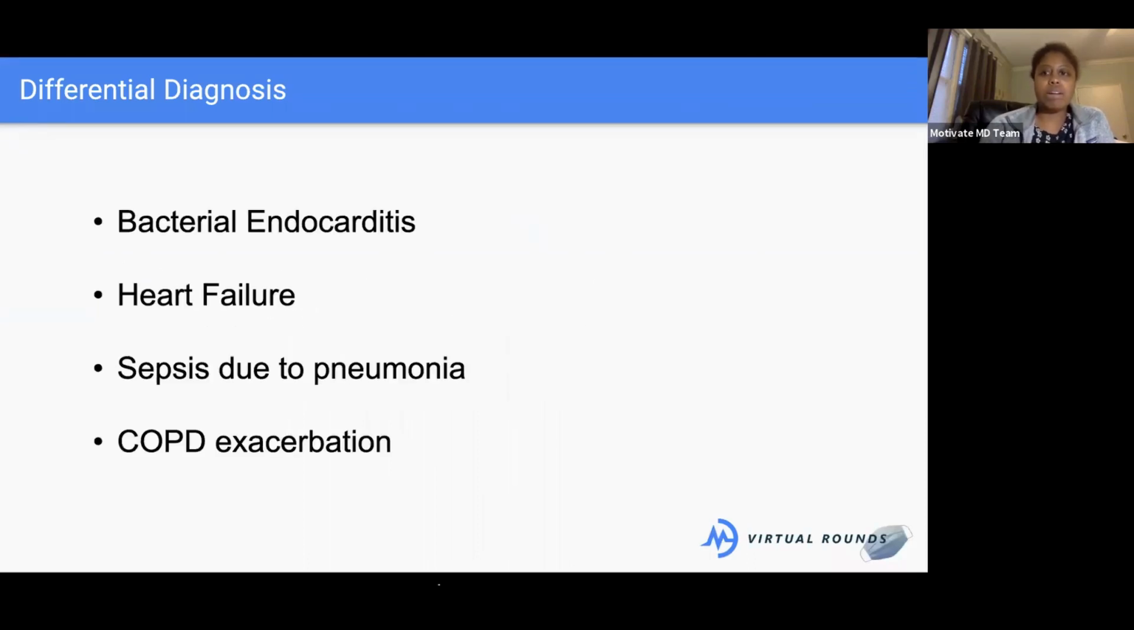Okay, so the things that I was thinking of when I was going through my original differential diagnosis after, can I repeat that? Sepsis? Yeah, I'll write it in the chat.